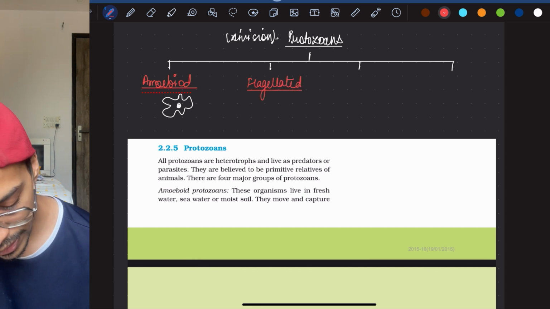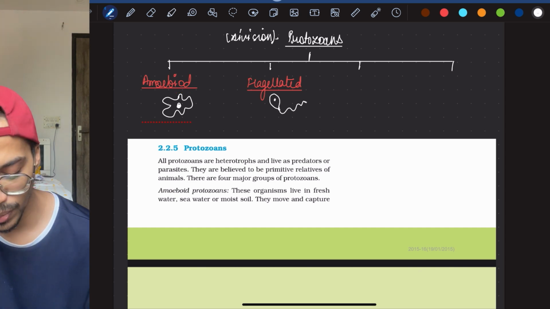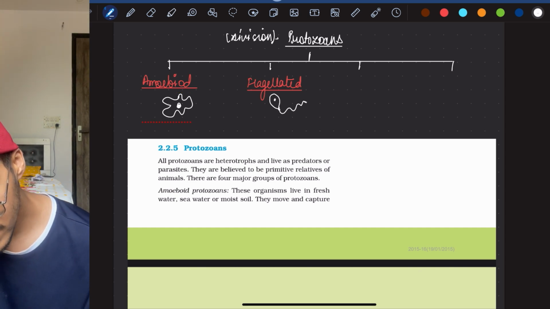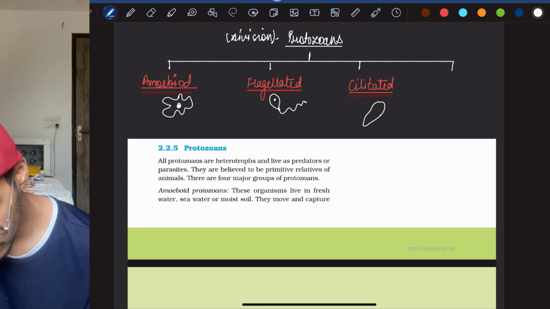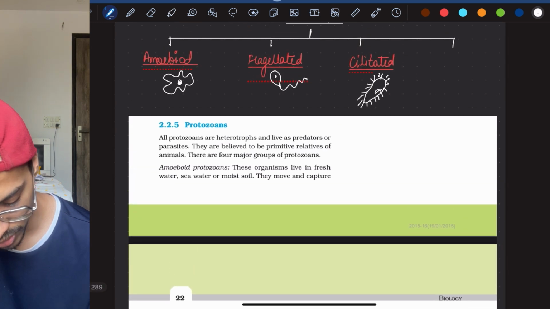Okay, so when we become the flagellated, it becomes like this. So imagine that this is the flagellated ones. Then we have ciliated. Ciliated means they have cilia present on their body. Okay, so like this, imagine. So this is ciliated. And after that we have sporozoans.